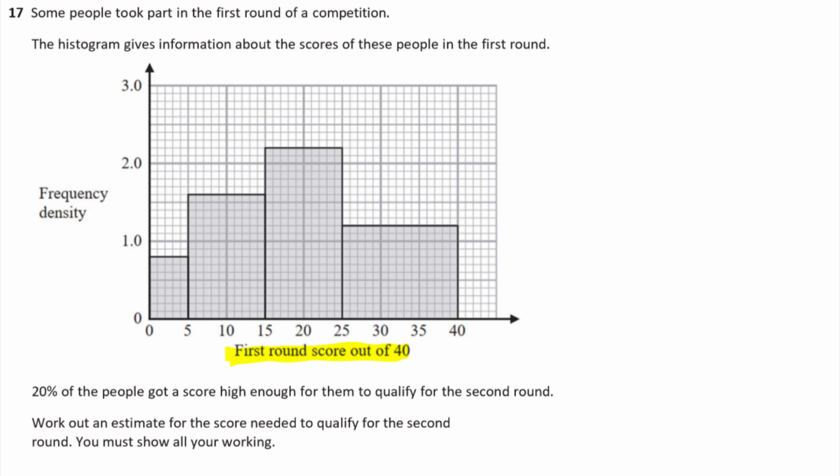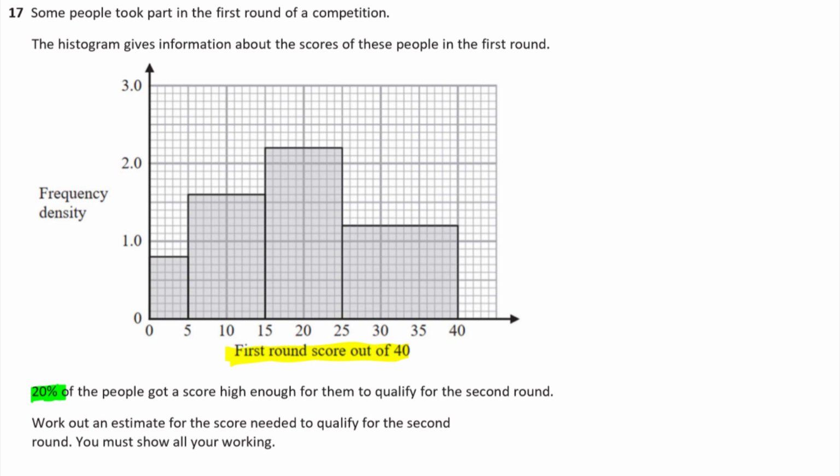Okay, so we know that 20% of the people who entered are going to qualify for the next round. So it's going to be people towards the upper end of our data, somewhere up here, isn't it? And we don't know how far we need to go back so that we get 20%. So in order to do that, we're going to have to know how many people altogether took part in the competition. Then we can work out what 20% of it is, and then we can count in that amount of people from the top, and then read off the score and find out what the score was. So that's the general plan.